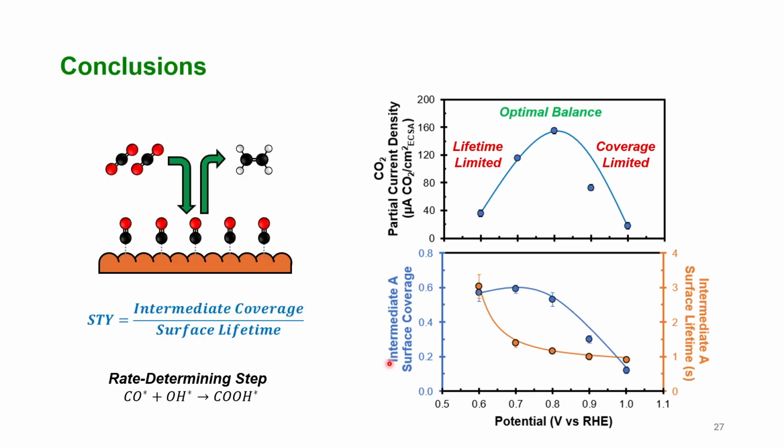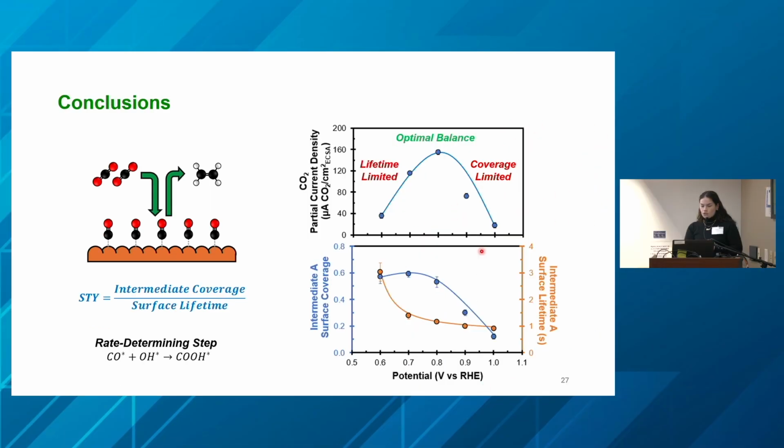So in conclusion, for our electrochemical Sitka experimentation, we were able to obtain intermediate coverage and surface lifetimes. And you can see here the trend of the average partial current density as a function of potential. You can see that we get the most partial current density leading toward the production of CO2 at 0.8 volts, where we have this optimal balance, essentially, where we still have a relatively very high coverage, but also a very low lifetime.